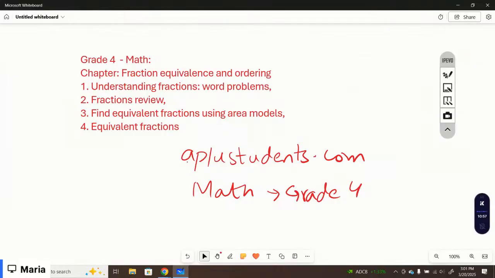We're going to start with the chapter fractions, equivalence, and ordering. The lessons we're going to cover today are understanding fractions word problems, fractions review, find equivalent fractions using area models, and equivalent fractions. So please make sure you have your notebook and pencil so that you can note down the important examples and definitions as well.